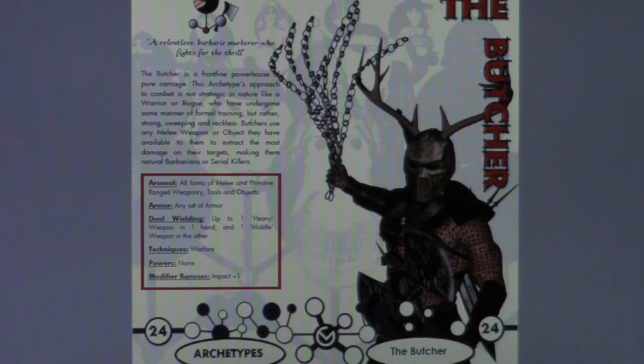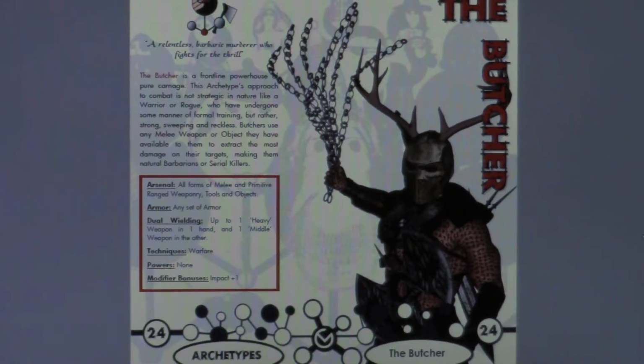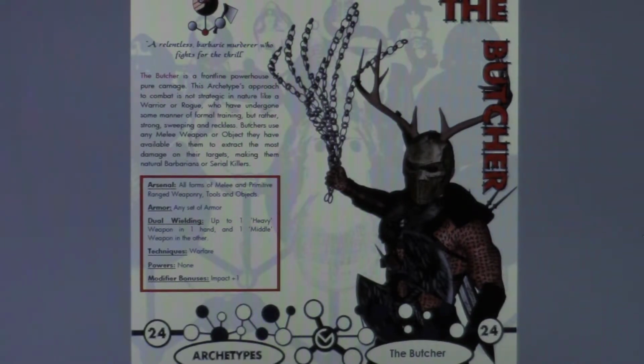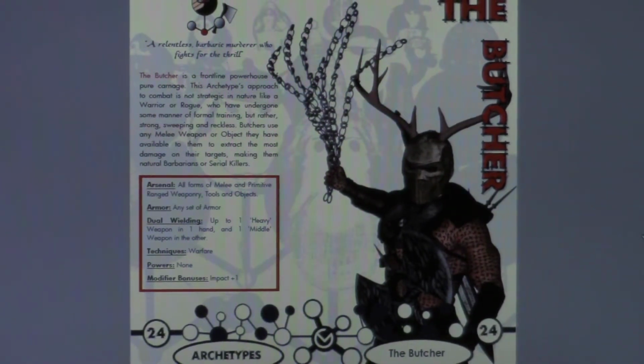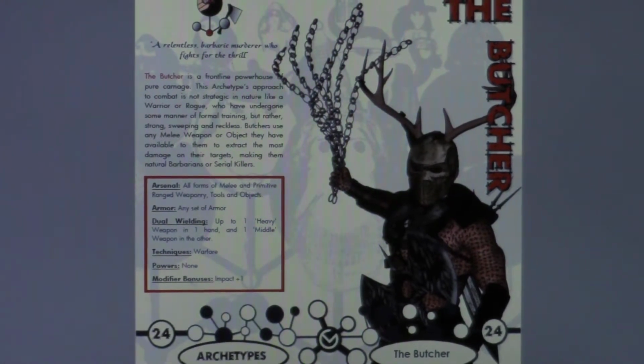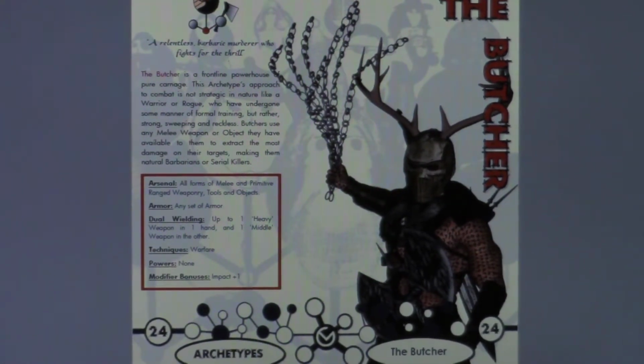Next we have the butcher. The butcher is exactly what he looks like. He's your more gruesome, more rugged barbarian, your serial killer, somebody who's an absolute powerhouse on the battlefield, and his focus lies more on primitive weaponry and getting up close and personal. He can use tools, objects, pretty much anything as a weapon in order to execute maximum carnage on his opponent.